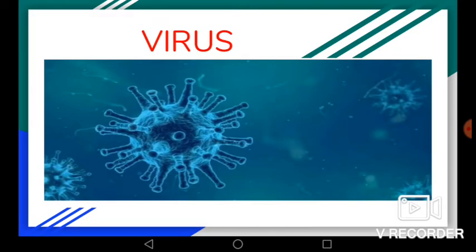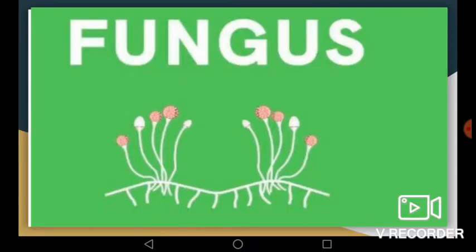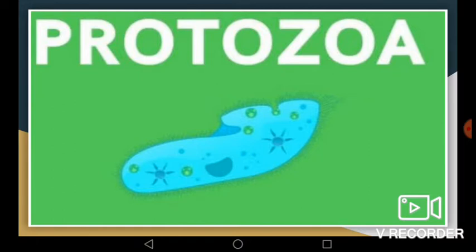Virus, the first type. Bacteria, the second type of microbe. Fungus, which is the third type of microbe, and protozoa, which is the fourth type of microbe.